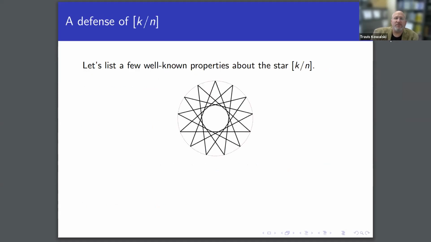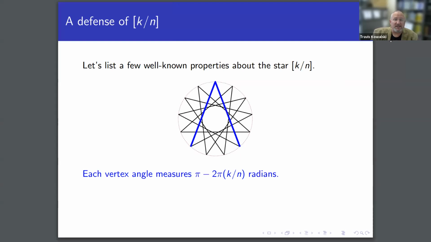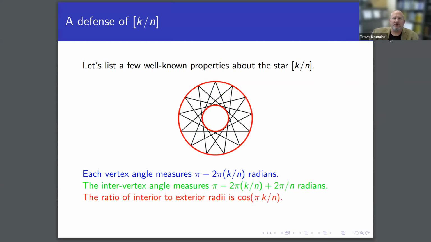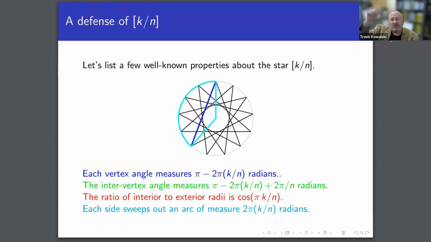So to do that, let me give you some geometric descriptions. I'll tell you a couple things about the star k over n. Every vertex angle on a star like this measures pi minus 2 pi k over n radians. The angle between 2 vertices measures the same thing plus an extra pi over n. The 2 bounding circles, the circumradius and the inscribed radius, have a ratio that is exactly cosine of pi times k over n. And any side of one of these sweeps out an arc that measures 2 pi k over n radians.